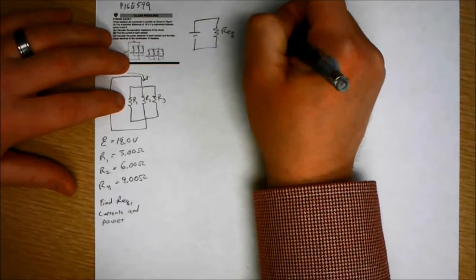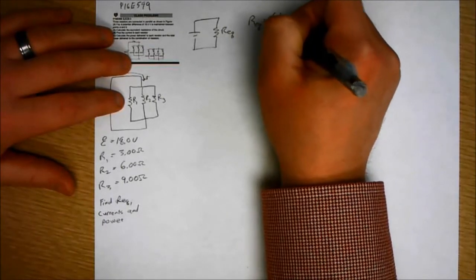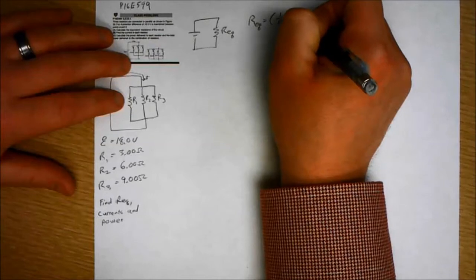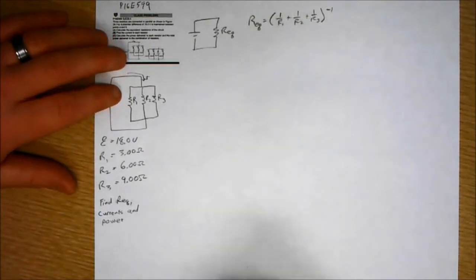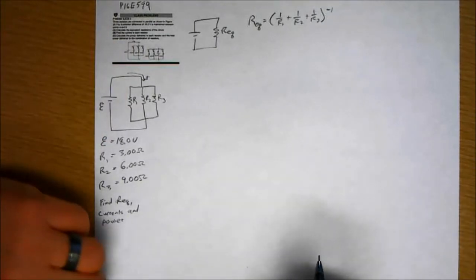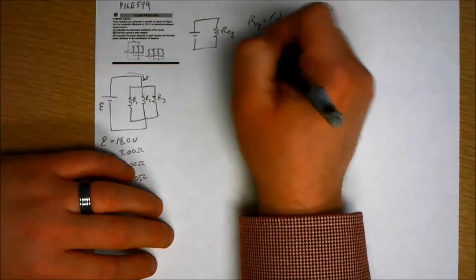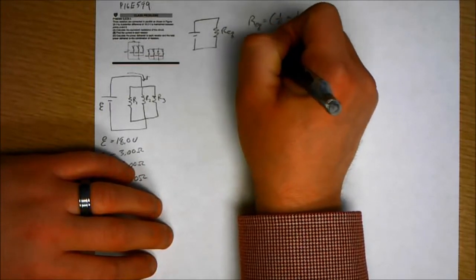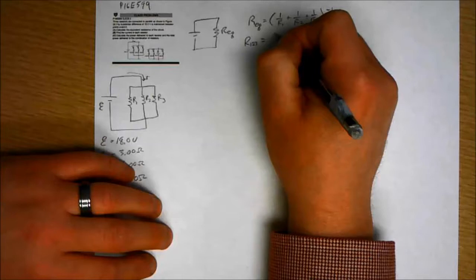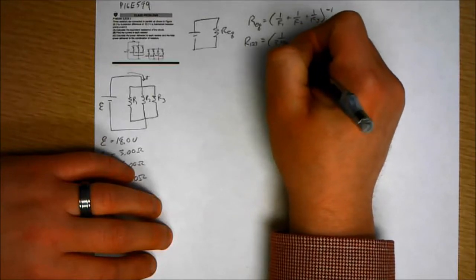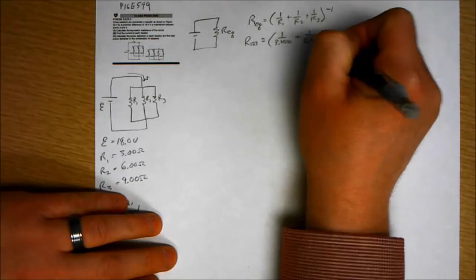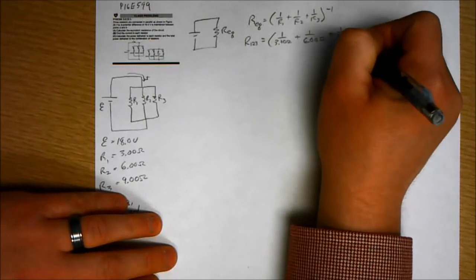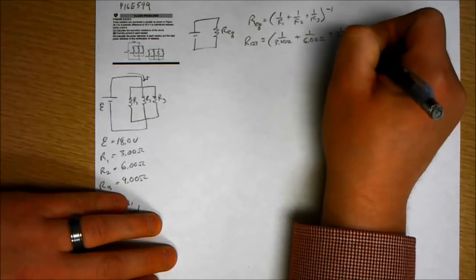So the equivalent resistance then is just 1 over R1 plus 1 over R2 plus 1 over R3, and the reciprocal of all of that. We use the reciprocal addition rule. So I can also call that R1,2,3. I do that sometimes. So that's 1 over 3.00 ohms plus 1 over 6.00 ohms plus 1 over 9.00 ohms.